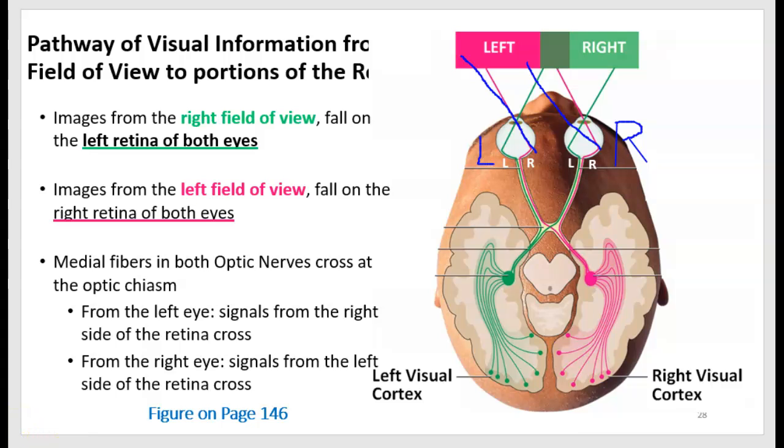Now let's look and see what happens from the right field of view. Okay, so from the right field of view, we have these green rays coming into both eyes from the right field of view to the left side of the eye.